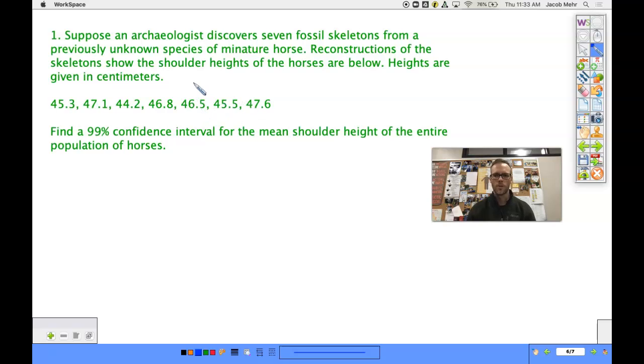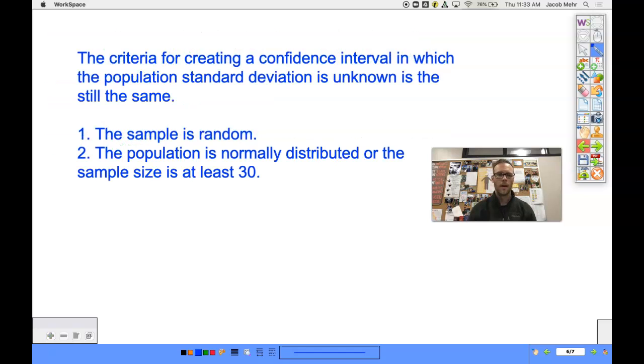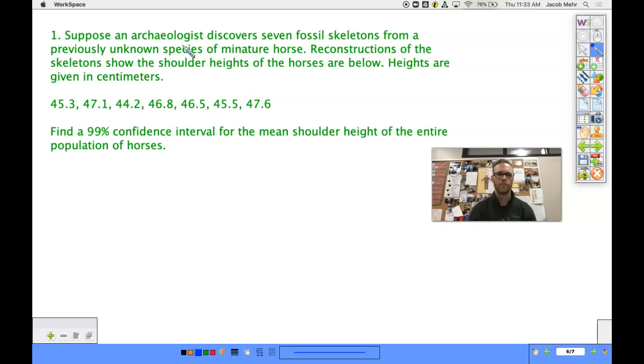Okay. Now, hopefully you're saying, stop. Did we meet the criteria? Okay. Is the sample random? There might be some bias depending on what happened here, but I would say overall, if we're finding fossils, it's probably going to be fairly random. I'm okay with that.